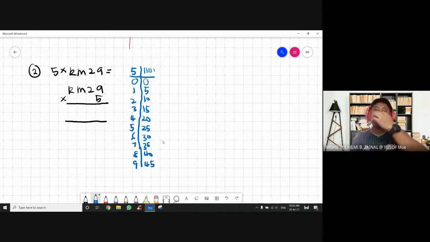That is the simple way of doing the multiplication table. So 9 times 5. You can see here, take number 9. So 9 times 5.